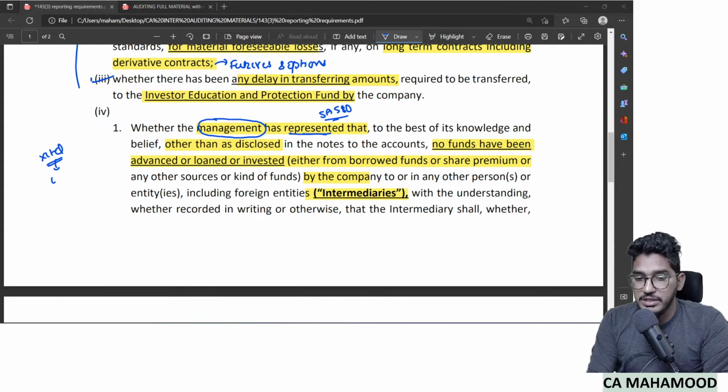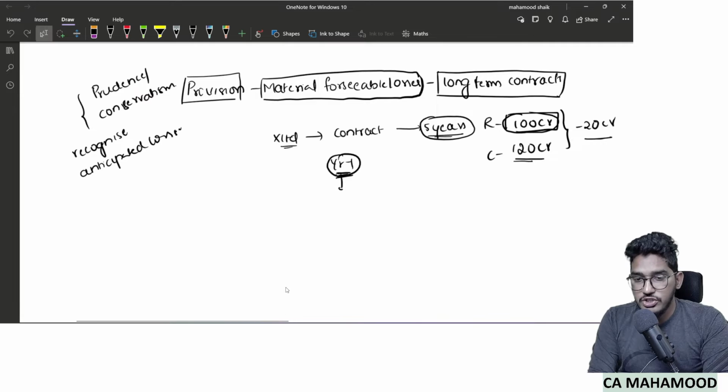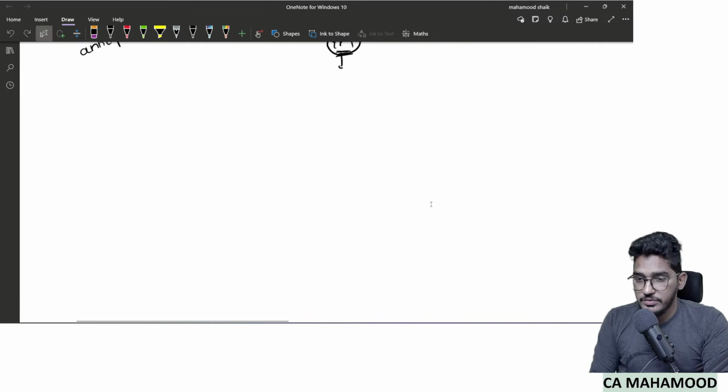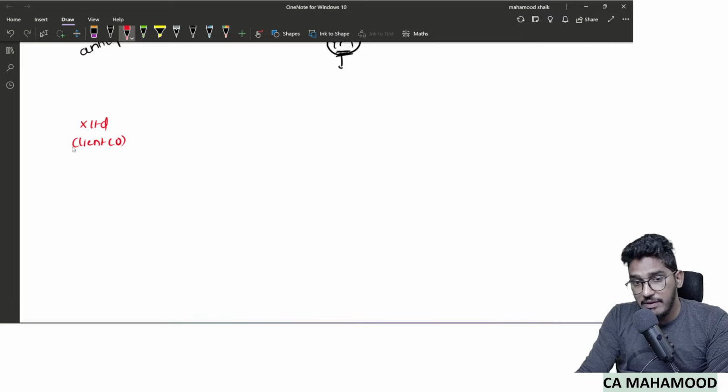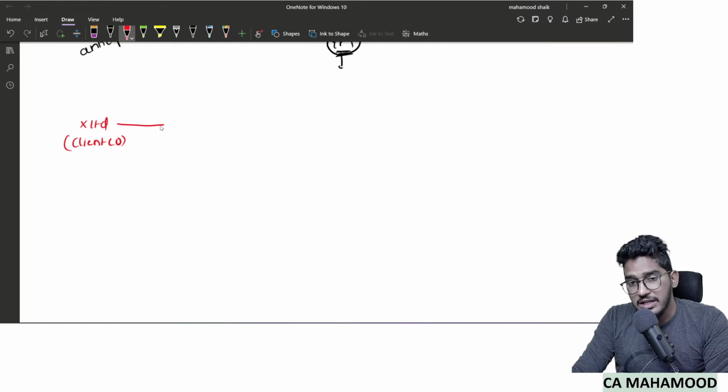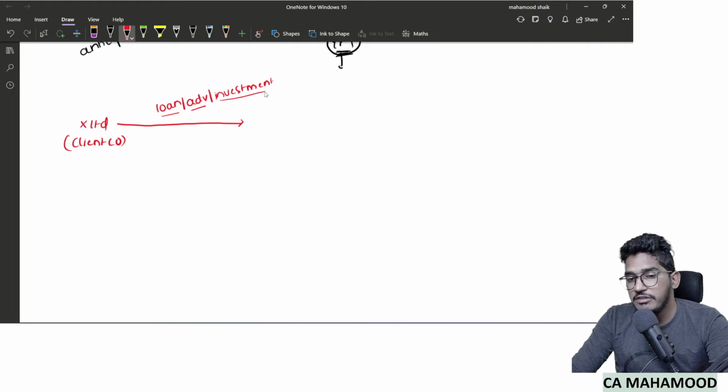So if we take an example here, what they are trying to say is, assume I am conducting audit of the company X Limited. This is my client company. Now I should go to the management of this client company X Limited, ask them to give a written confirmation that without disclosing in the notes to accounts, they have not given any funds, either in the form of loan or in the form of advance or in the form of investment. Your client should not have given any funds, either in the form of loan or advance or investment.